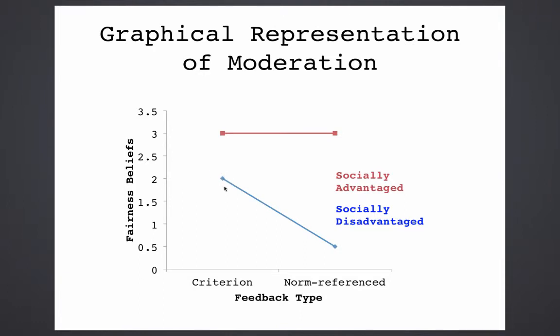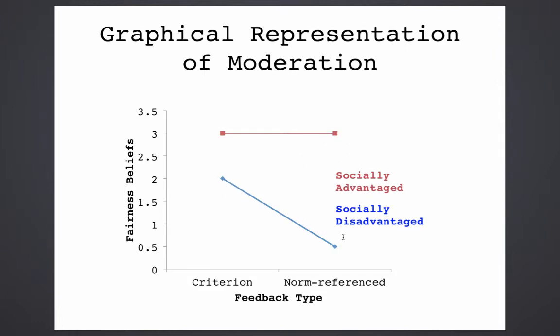So they started out with an average fairness beliefs of a 2, it looks like. And then the fourth group is norm referenced feedback, socially disadvantaged. They ended up with really low fairness beliefs. So what this figure shows us is that it didn't matter what feedback you got when you were socially advantaged, you ended up with the same fairness beliefs. The average for the people in this group was the same as the average for the people in this group.